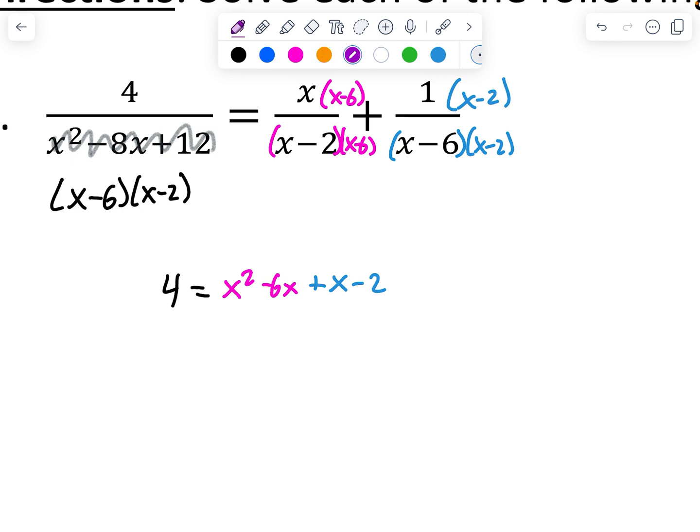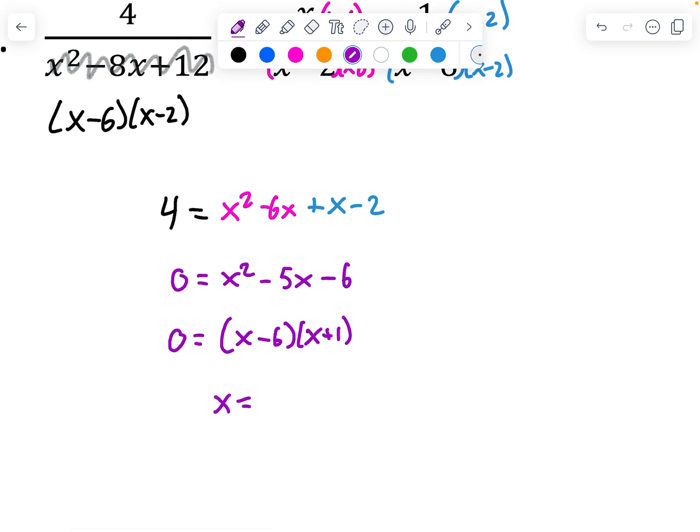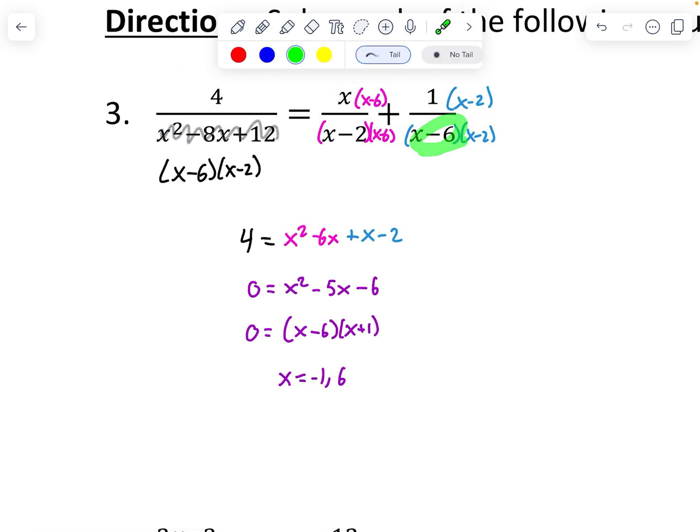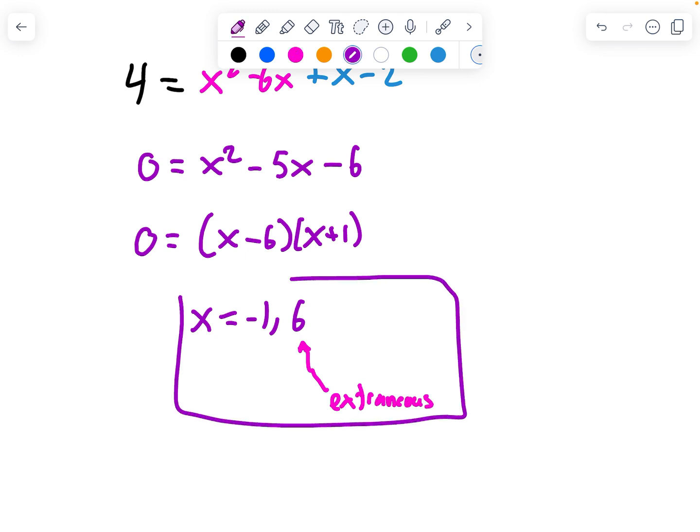So I'm going to set it equal to 0. So we have 0 equals x squared, combine these to get negative 5x, and I subtract the black 4, combine it with the blue 2 to get minus 6. Now this is double bubbleable into x minus 6 times x plus 1, and so you get x equals negative 1 and positive 6. And then positive 6 is extraneous because you can't plug in 6 right here or you'll get 0 on the bottom. So once again, just label this as being extraneous, and call it a day.